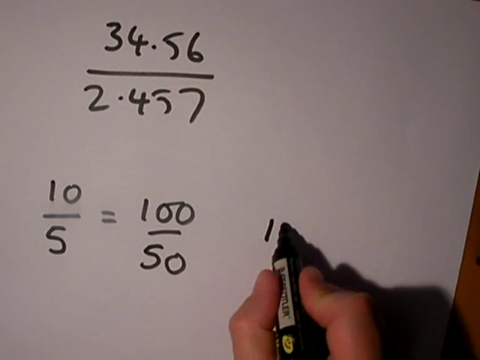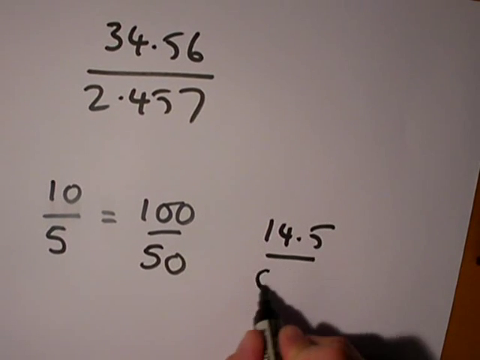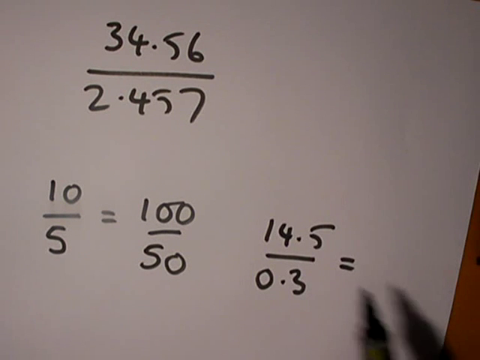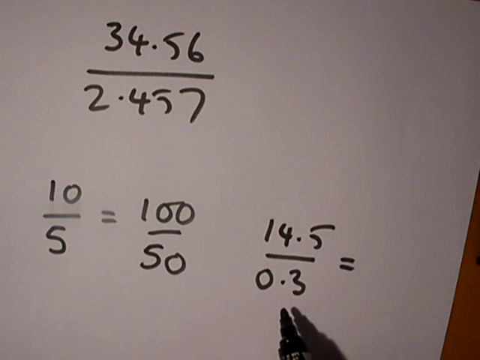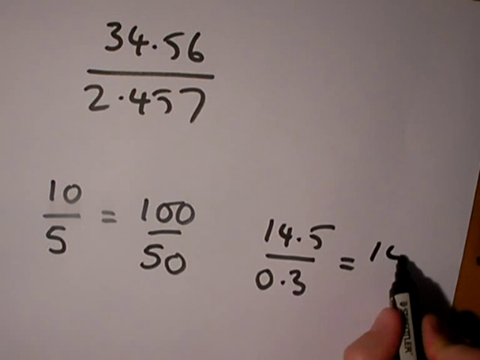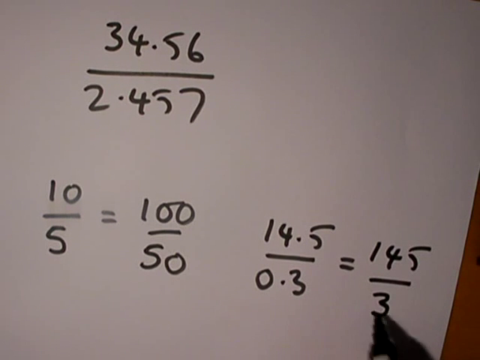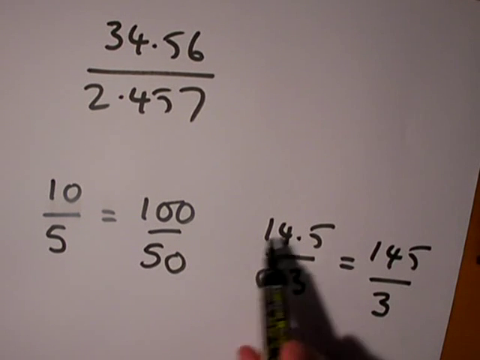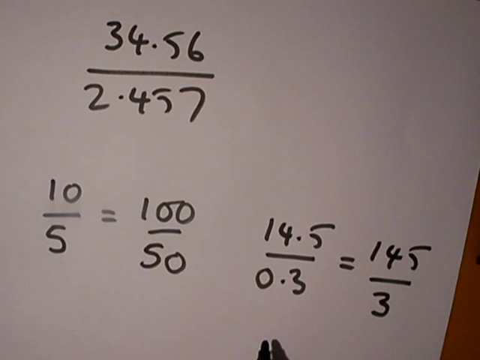So if I had a question like 14.5 divided by 0.3, then again I could make that easier for myself by multiplying the top and the bottom number by 10. Here we get 145 divided by 3, and you could have a go at doing 145 divided by 3, which will give you the same answer as 14.5 divided by 0.3.